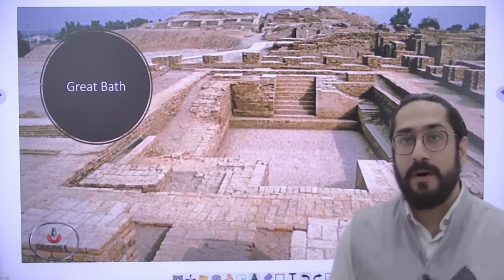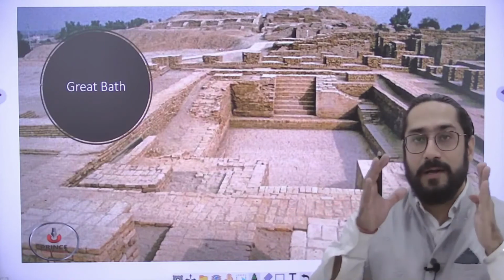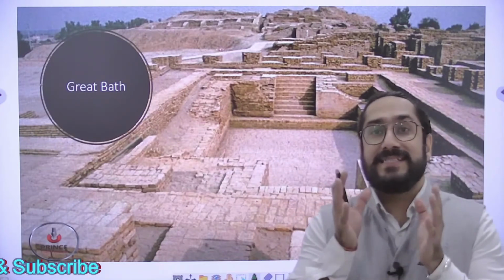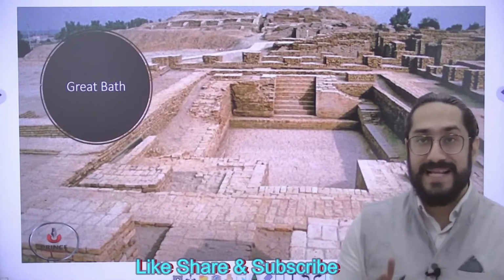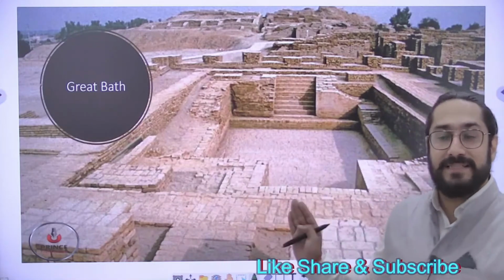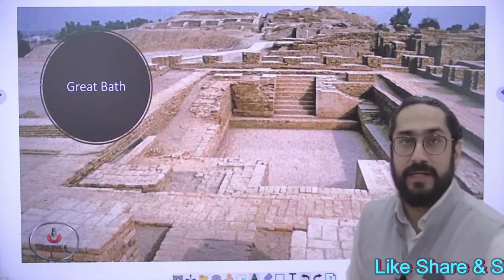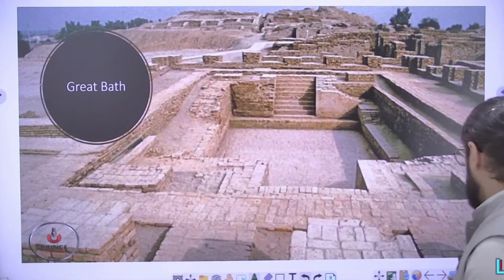The question is talking about the Great Bath, which is located in the citadel of Mohenjo-daro. It is not present in Harappa. Please remember this. This has already been asked in the civil services examination. Great Bath is at Mohenjo-daro.